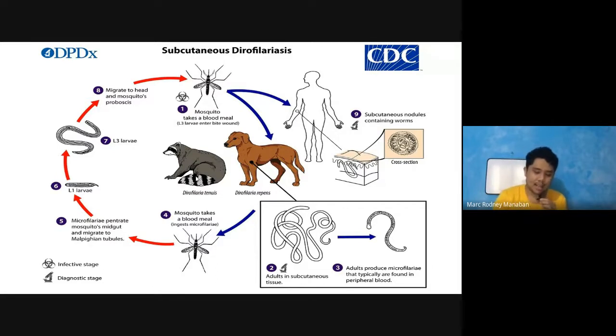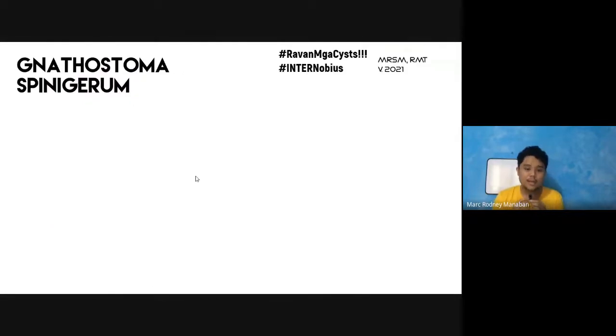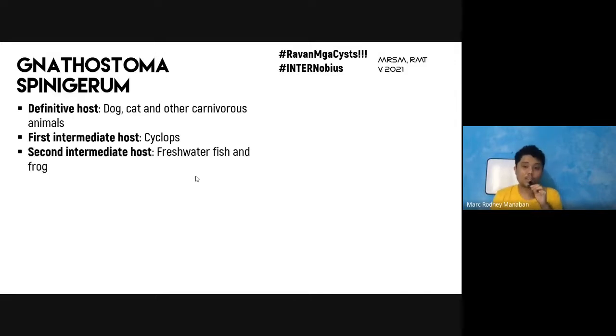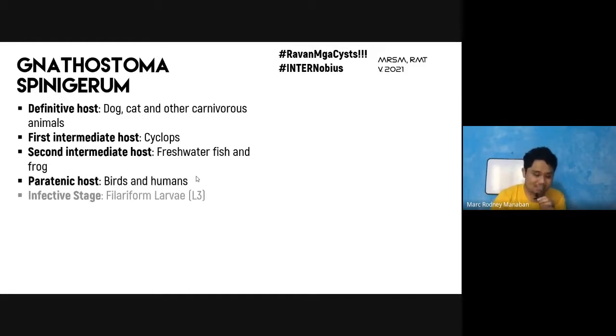Okay. Alright. Next, we go now to Gnathostoma spinigerum. Now, Gnathostoma spinigerum, definitive host pa rin are the dogs and cats and other carnivorous animals. So, it uses a first intermediate host, and that is your cyclops, no? Your water fleas. Similar siya with your Dracunculus medinensis, no? Your second intermediate host are the fishes and pwedeng mga frogs. Ayan. Now, paratenic hosts are birds and humans.